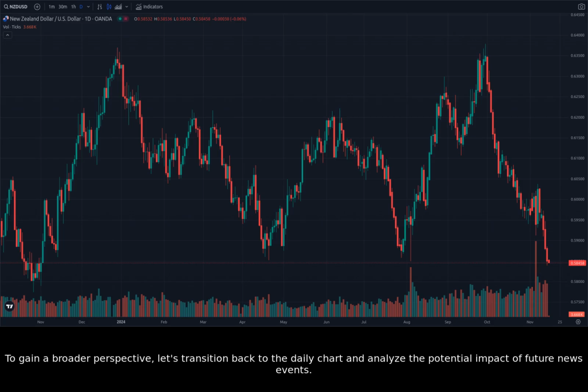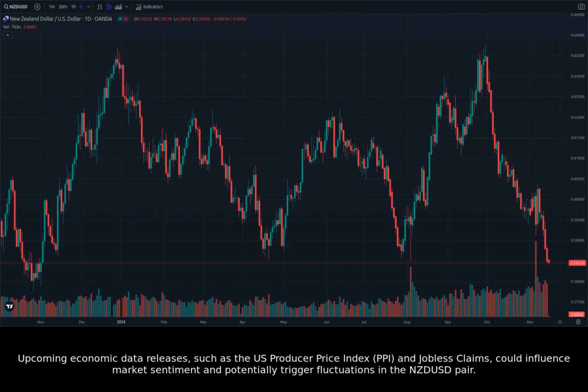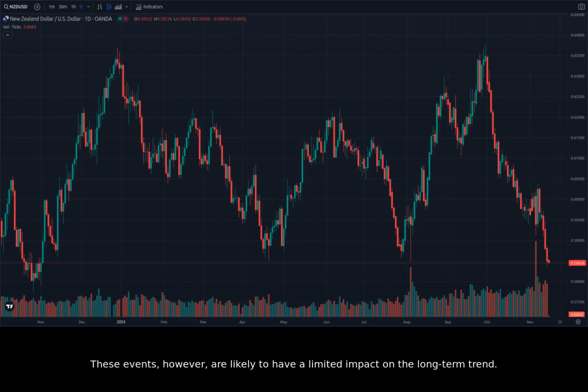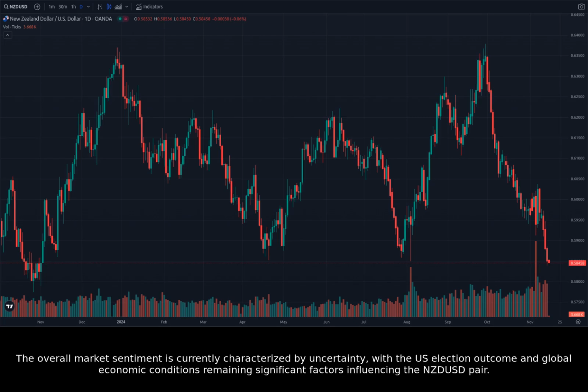To gain a broader perspective, let's transition back to the daily chart and analyze the potential impact of future news events. Upcoming economic data releases, such as the U.S. Producer Price Index, PPI, and jobless claims, could influence market sentiment and potentially trigger fluctuations in the NZDUSD pair. These events, however, are likely to have a limited impact on the long-term trend. The overall market sentiment is currently characterized by uncertainty, with the U.S. election outcome and global economic conditions remaining significant factors influencing the NZDUSD pair.